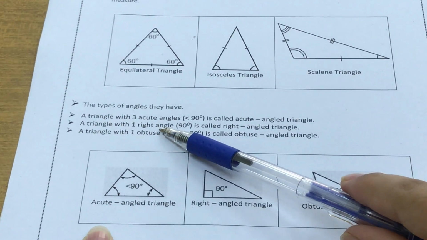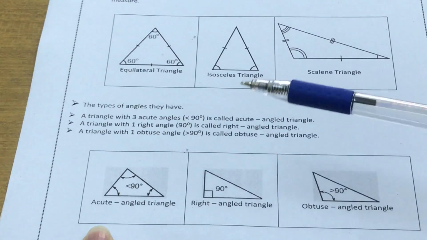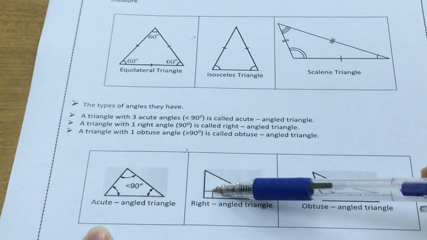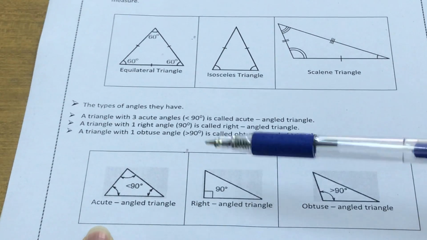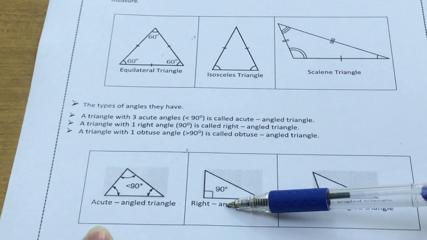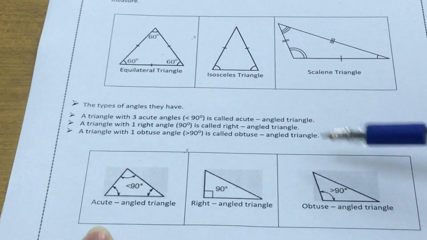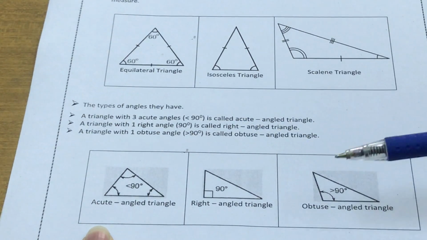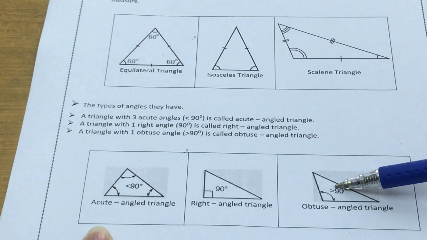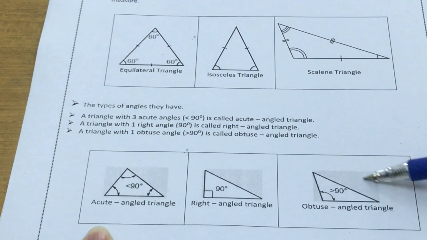Second type is called right angle triangle. In this triangle we have one right angle. We will have one right angle. So this is called a right angle triangle. And third type is obtuse angle triangle. In this you will have at least one angle greater than 90 degrees, right? So this is called an obtuse angle triangle.